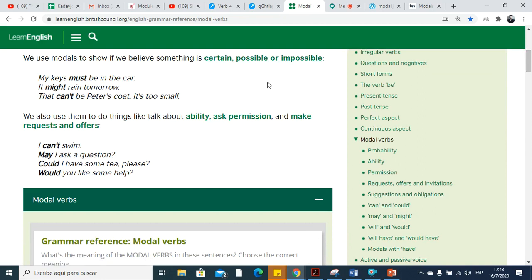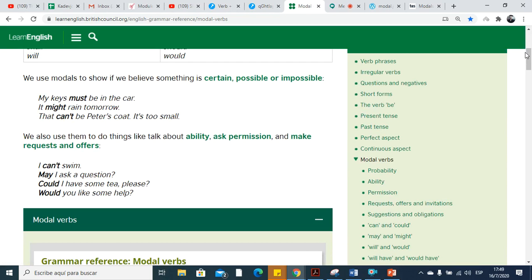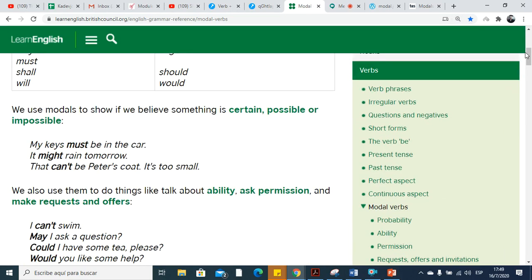The first part, we use modals to show if we believe something is certain, possible, or impossible. Certain. My keys must be in the car. It might rain tomorrow. That can't be Peter's coat. It's too small.